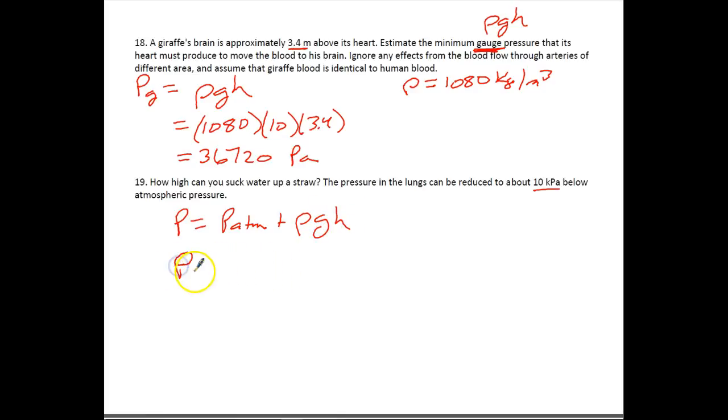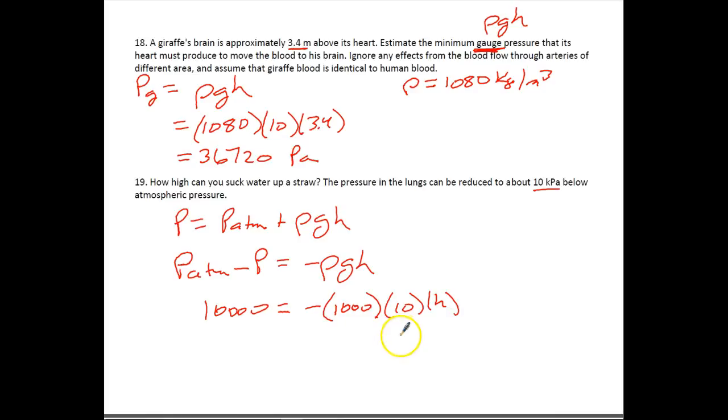And so if I took atmospheric pressure minus the total pressure, that would give me negative rho GH. So now we're going to end up with the difference between the two. The pressure in the lungs is reduced to about 10,000 pascals. So that's our difference, and this is equal to negative the density of water, 1,000, times 10, times H. This would be measuring from top down, I think, is essentially what they're doing here. So this would be equal to 1 meter, that'd be your absolute value. And that is number 19.